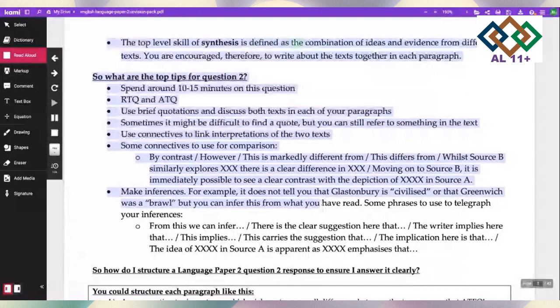So what are the top tips for question 2? Spend around 10 to 15 minutes on this question. RTQ and ATQ: use brief quotations and discuss both texts in each of your paragraphs. Sometimes it might be difficult to find a quote, but you can still refer to something in the text. Use connectives to link interpretations of the two texts.